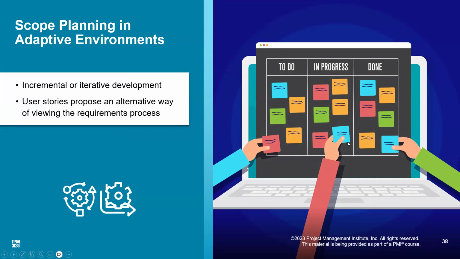How does the scope planning happen in an adaptive project? Now, this is greatly simple. We don't create a WBS at all. In an adaptive project, in an agile project, we don't have our WBS at all. We just have the product backlog where all the requirements are coming in.